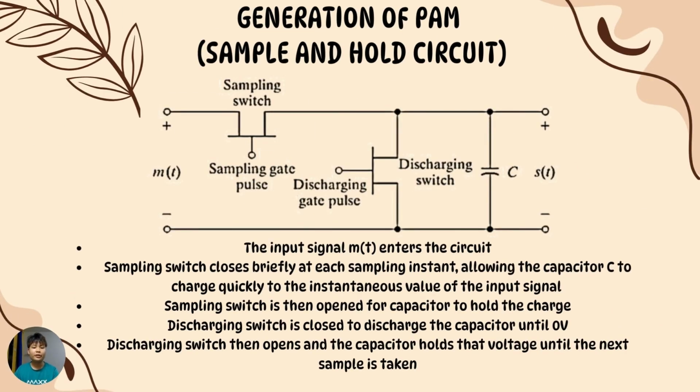But how do we actually turn a smooth wave into flat pulses? We use a sample and hold circuit. Inside, there are two switches and a capacitor, which is like a tiny rechargeable battery. When it's time to sample, the first switch, which is the sampling switch, closes and the capacitor quickly charges up to match the signal's voltage. Then the switch opens and the capacitor holds the voltage steadily. Later, the second switch, which is the discharging switch, closes to discharge the capacitor back to zero, so it's ready for the next sample. This cycle repeats over and over: charge, hold, and discharge, creating our train of flat pulses.